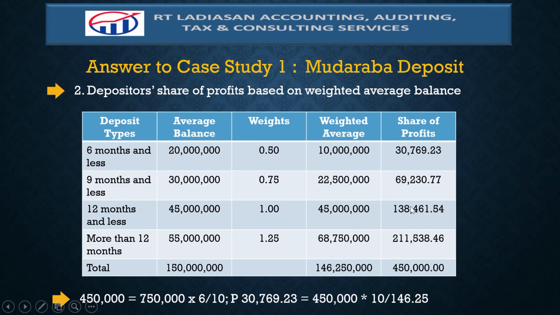For example, for deposit with 6 months and less period, the share of profit is simply calculated by the total profits attributable to the depositors multiplied by the weighted average balance of 6 months and less over the total weighted average balance. Hence, the share of profits is 30,769.23. Same manner of calculation or procedures with regard to other deposit types.